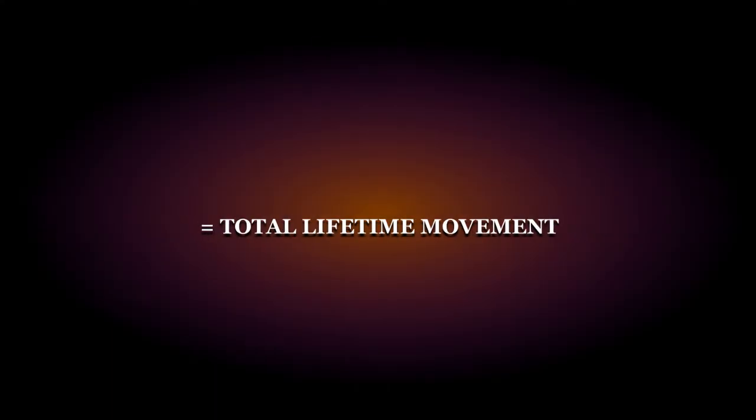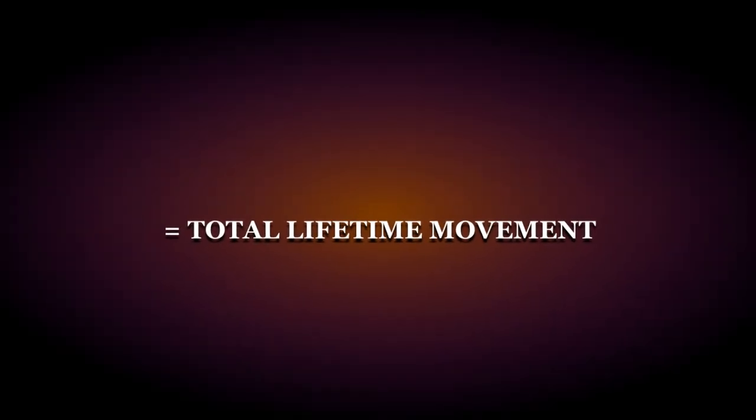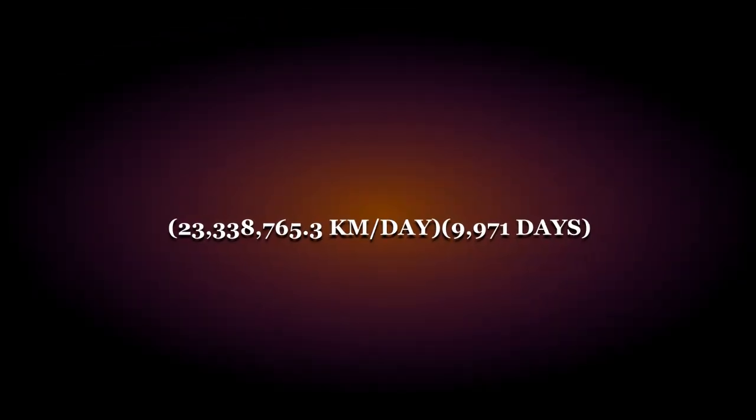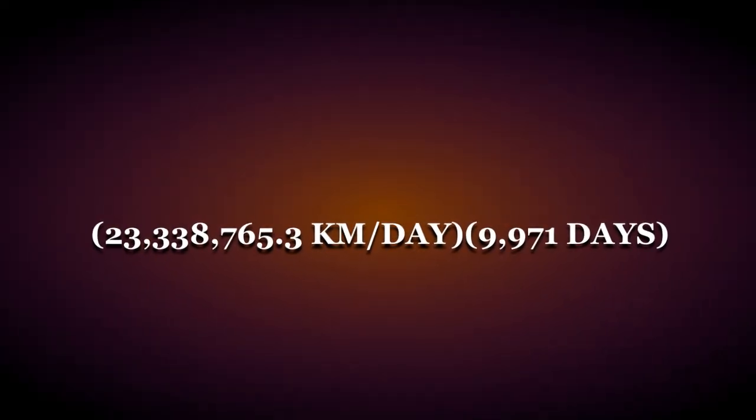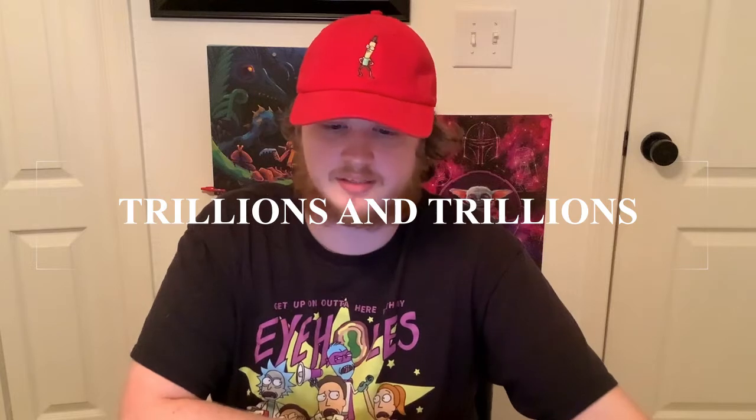This means our final equation follows as such. Daily displacement times total days alive equals total lifetime movement. 23,338,765.3 kilometers per day times 9,971 days equals 232,710,828,806,000.3 kilometers. Wow.